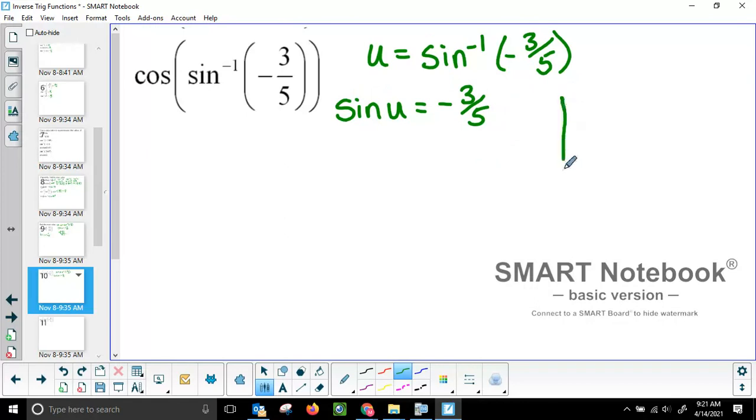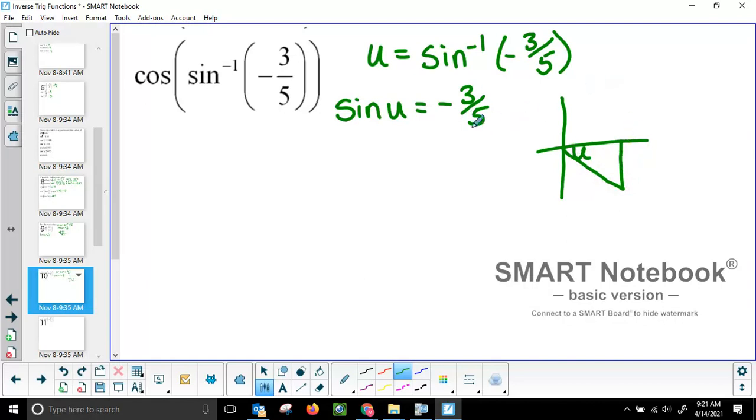So that's the right half of the unit circle, which means I'm either in quadrant 1 or quadrant 4. This value is negative, which means which quadrant do I have to be in? 4, because in the first quadrant, everything is positive. All right, so here's my angle U.